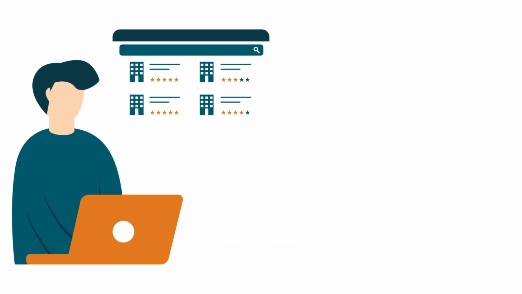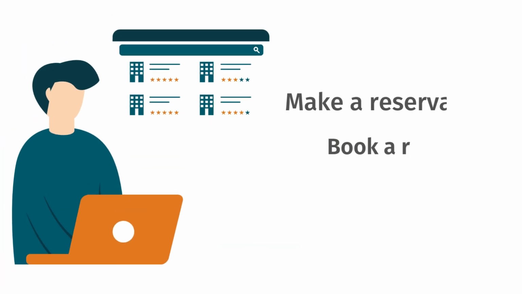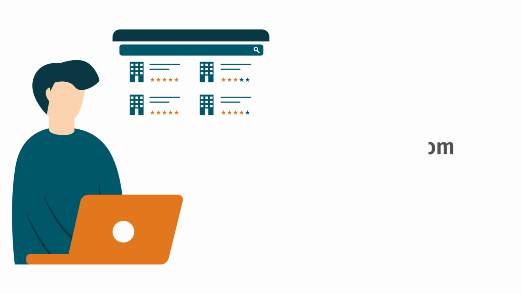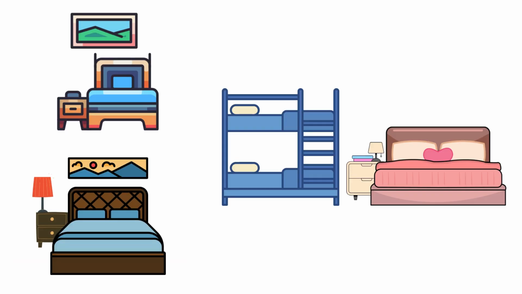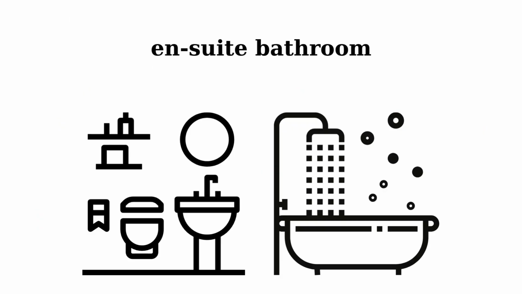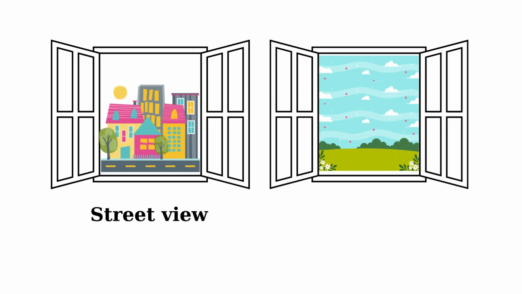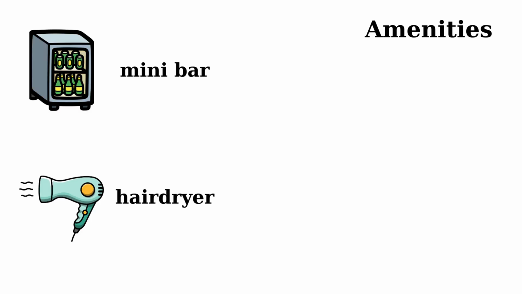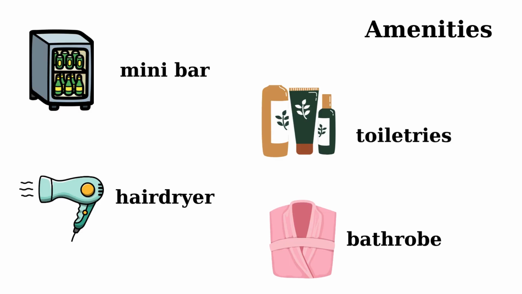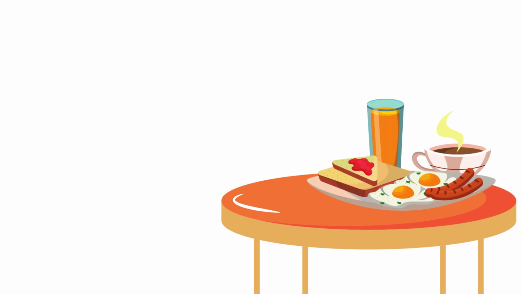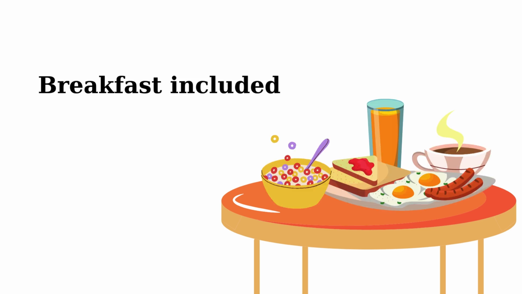When staying at a hotel, you typically make a reservation and choose your preferred room: single, double, or family. Most rooms have an ensuite bathroom and a window with either a street or garden view. You might also find amenities like a minibar, hairdryer, toiletries, bathrobes, and sometimes breakfast included in the price.